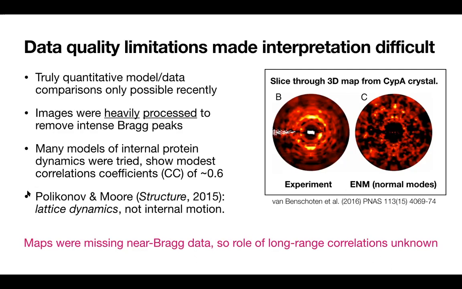So it's hard to know whether this normal modes model is appropriate or not. On top of that, others have argued that this internal motion is actually not the dominant contribution to diffuse scattering. It's actually lattice dynamics. The problem has been that these quantitative maps we have are missing the near Bragg data. So we don't really know the role of long-range correlations in these crystals.